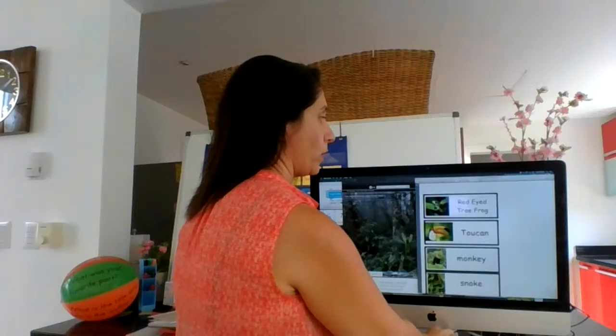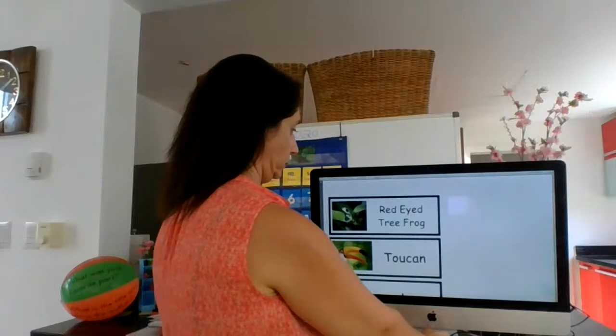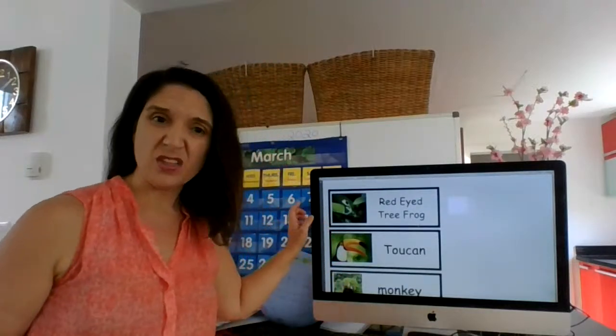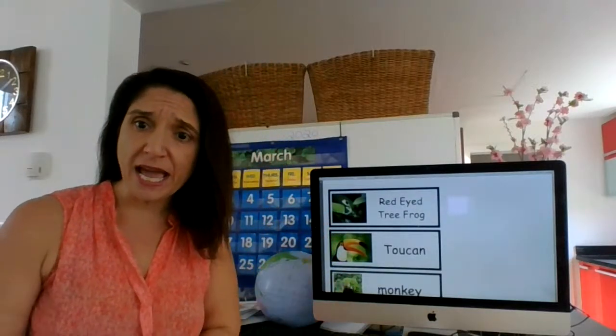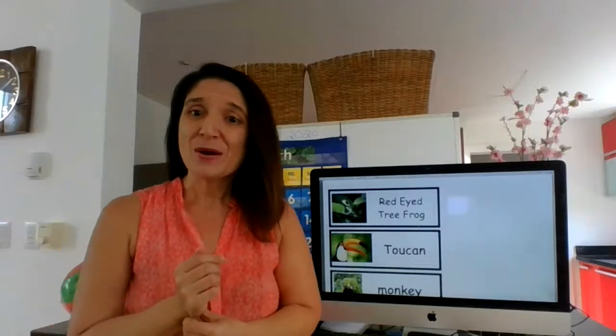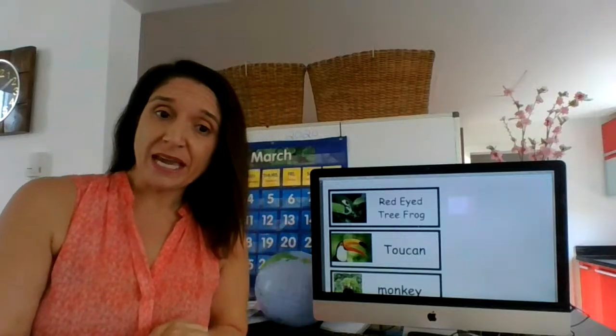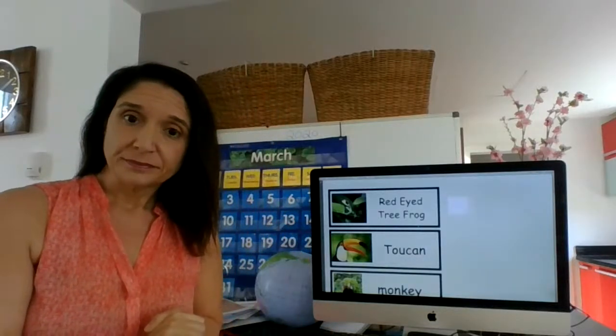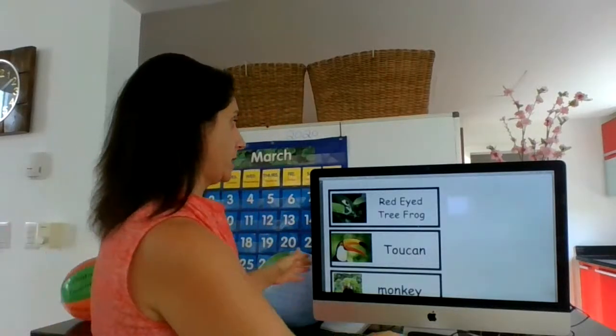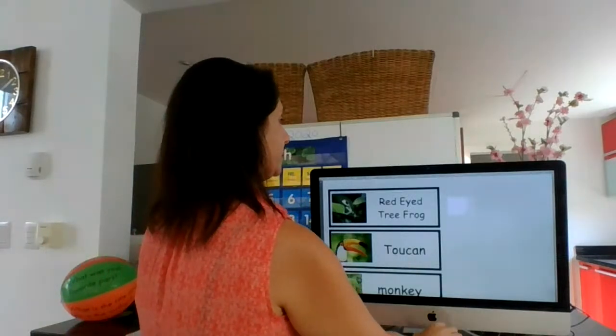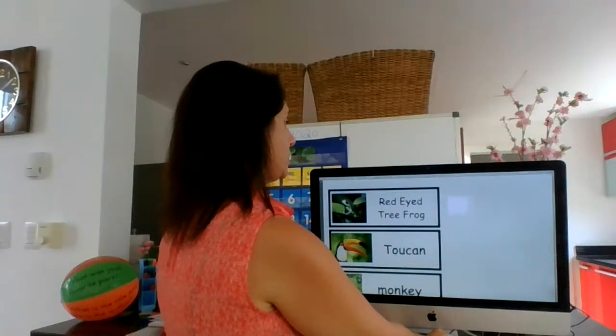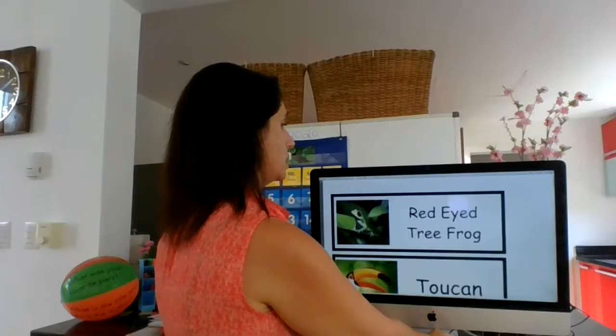We have a red-eyed tree frog. Okay, the red-eyed tree frog is an animal in the Amazon. That's one of our animals. Let me make him bigger so we can see him. The red-eyed tree frog. Whoops, a little too big.